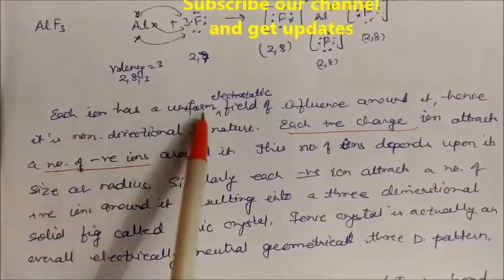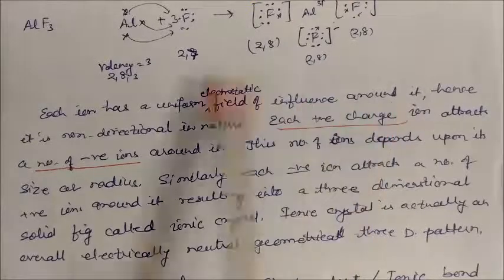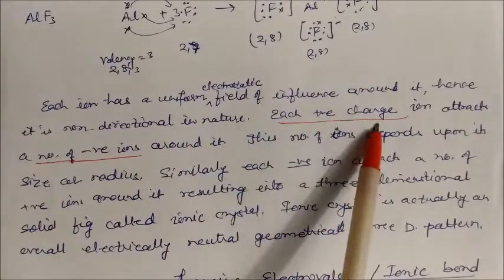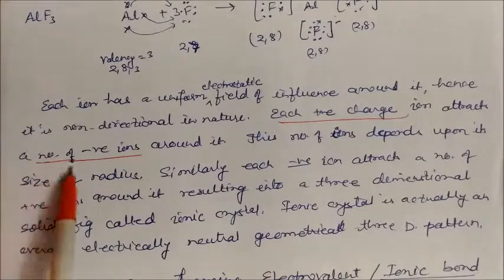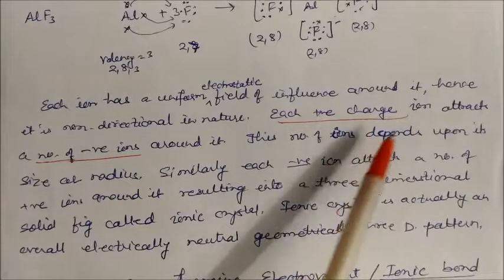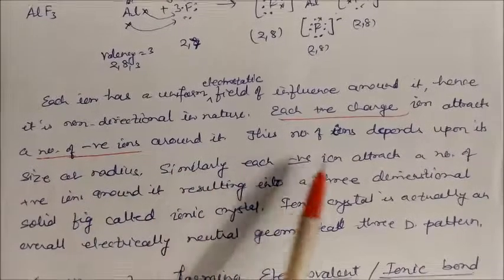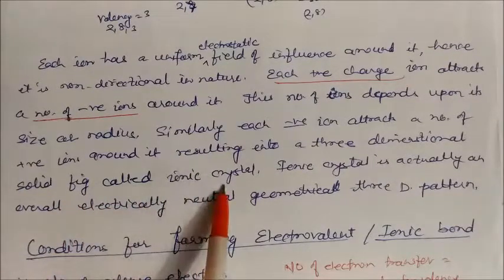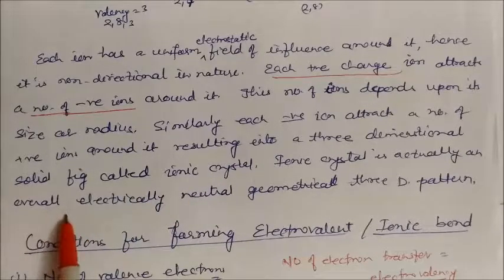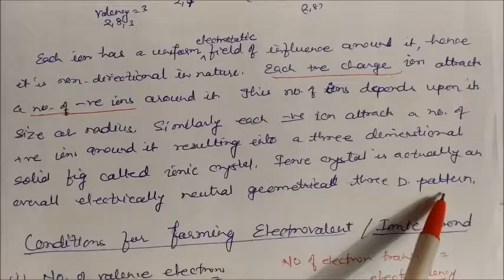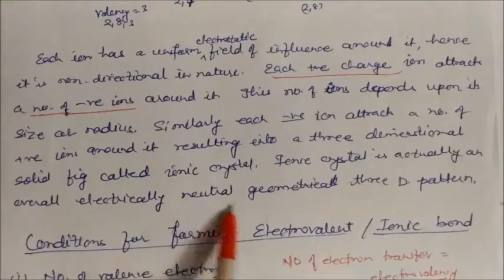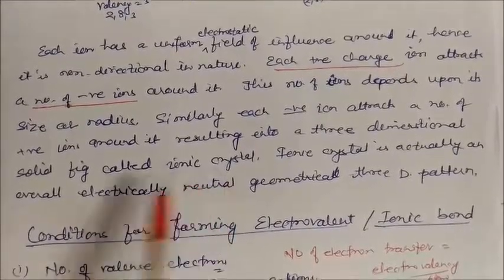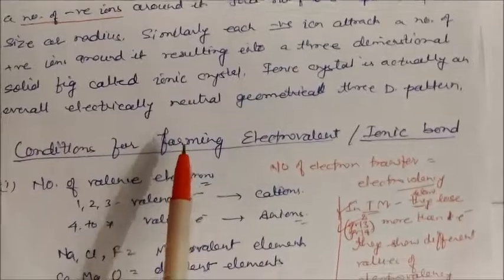Now, each ion has a uniform electrostatic field of influence around it, hence the bond is non-directional in nature. Each positive ion attracts a number of negative ions around it, and the number of ions depends upon its size or radius. Similarly, each negative ion attracts a number of positive ions around it, resulting in a three-dimensional solid figure called an ionic crystal. An ionic crystal is an overall electrically neutral geometrical three-dimensional pattern. We will see this three-dimensional structure in the coming lectures. For example, sodium chloride is a fully electrically neutral three-dimensional structure.